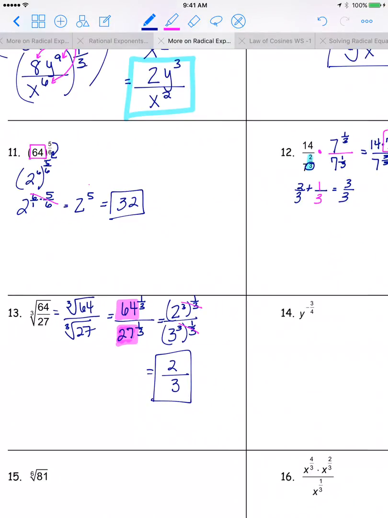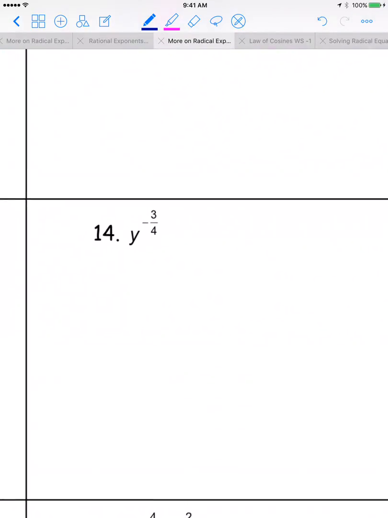And then we're done. Okay, number 14, let's look at that. Problem here is that we have this negative exponent. So we need to change that to 1 over y to the 3/4.